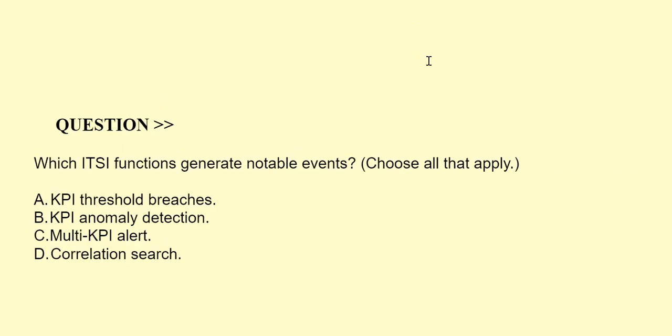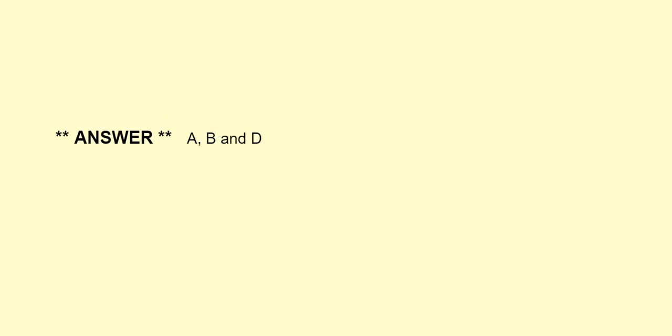Our next question is, which ITSI functions generate notable events? Choose all that apply. Option A, KPI threshold breaches. Option B, KPI anomaly detection. Option C, multi KPI alert. Option D, correlation search. The correct answers are option A, B and D.